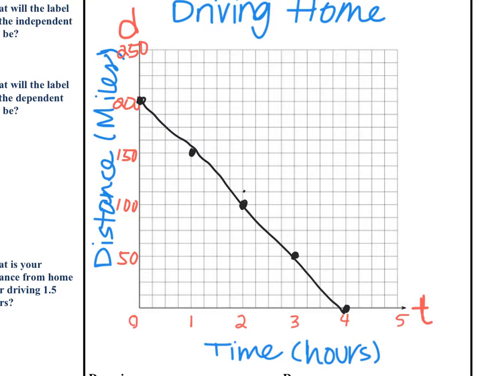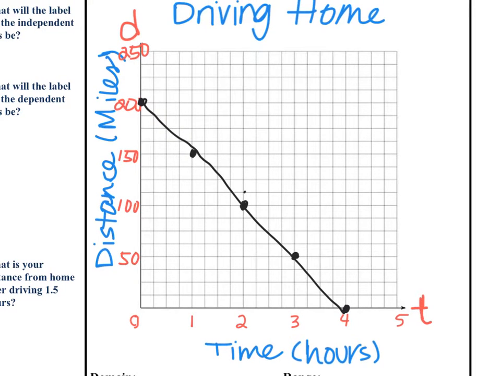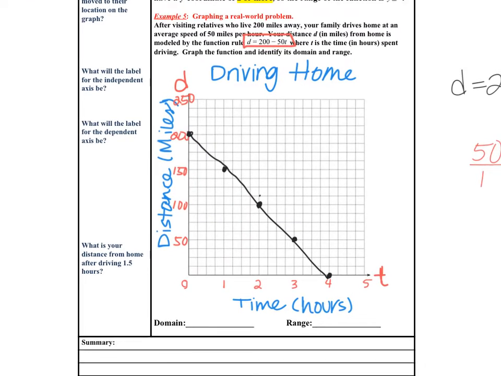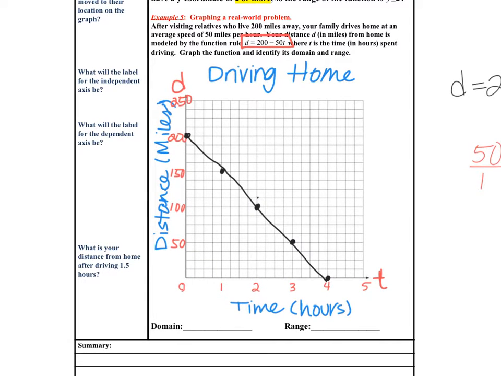Since it's a continuous graph, then we're going to have inequalities for our domain and range. Can you please talk with your partner? What's your domain from left to right? What's your range from lowest to highest?